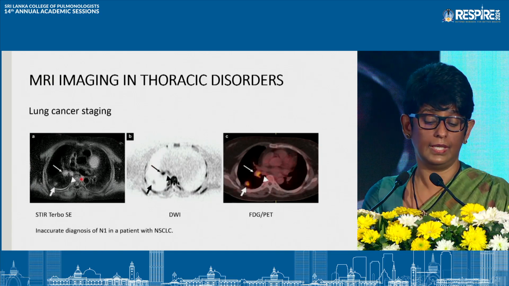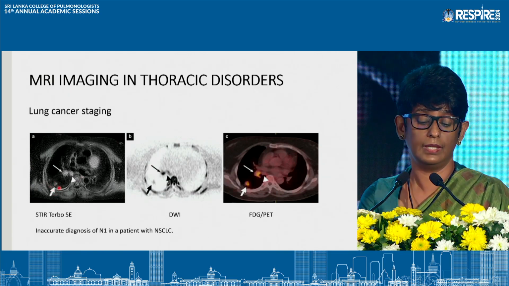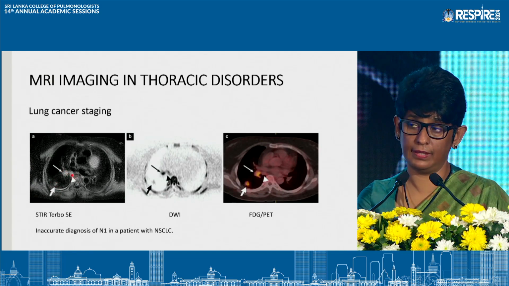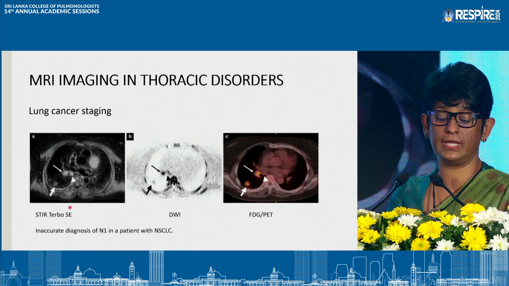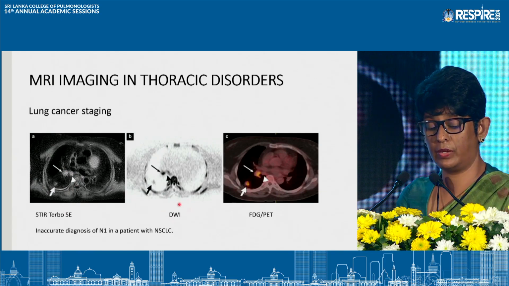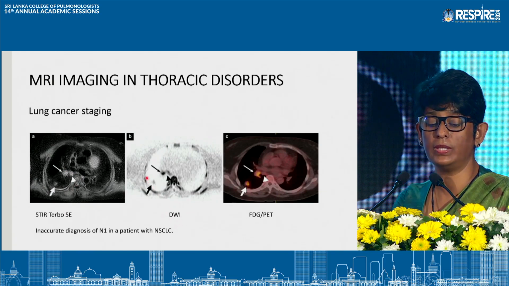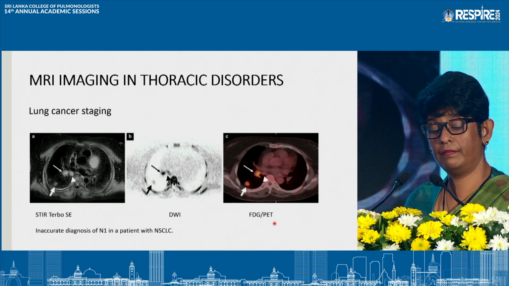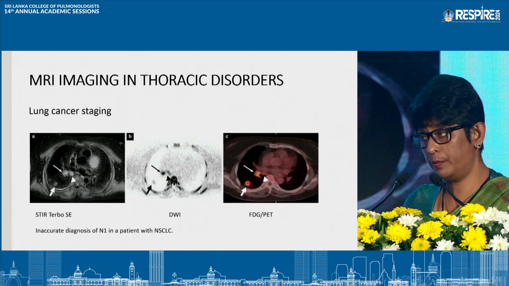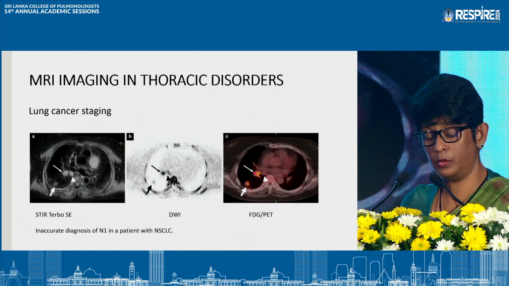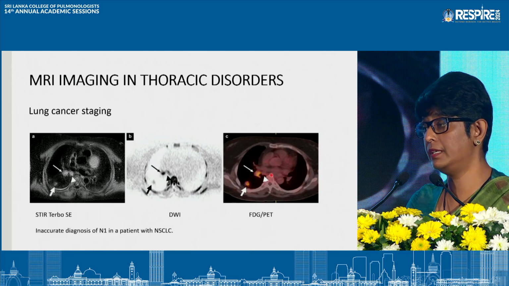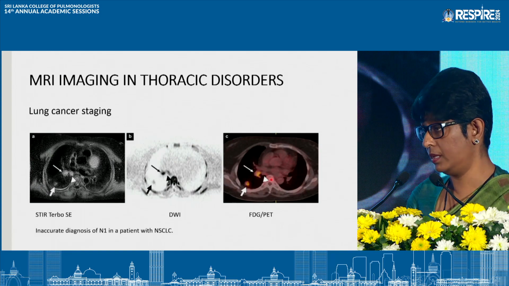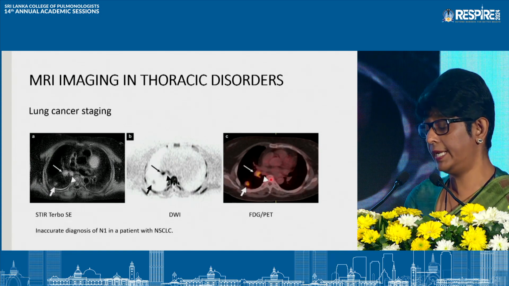So this patient has a nodule in the right upper lobe with an associated right hilar lymph node and a subcarinal lymph node as shown in these turbo images. And in DW images or diffusion weighted images also, we can see all these 3 lesions. But this patient had a PET FDG study as well, which showed the right upper lobar nodule and the right hilar lymph node, but not the subcarinal lymph node. So this was erroneously staged as N1, whereas it was really an N2 tumor.